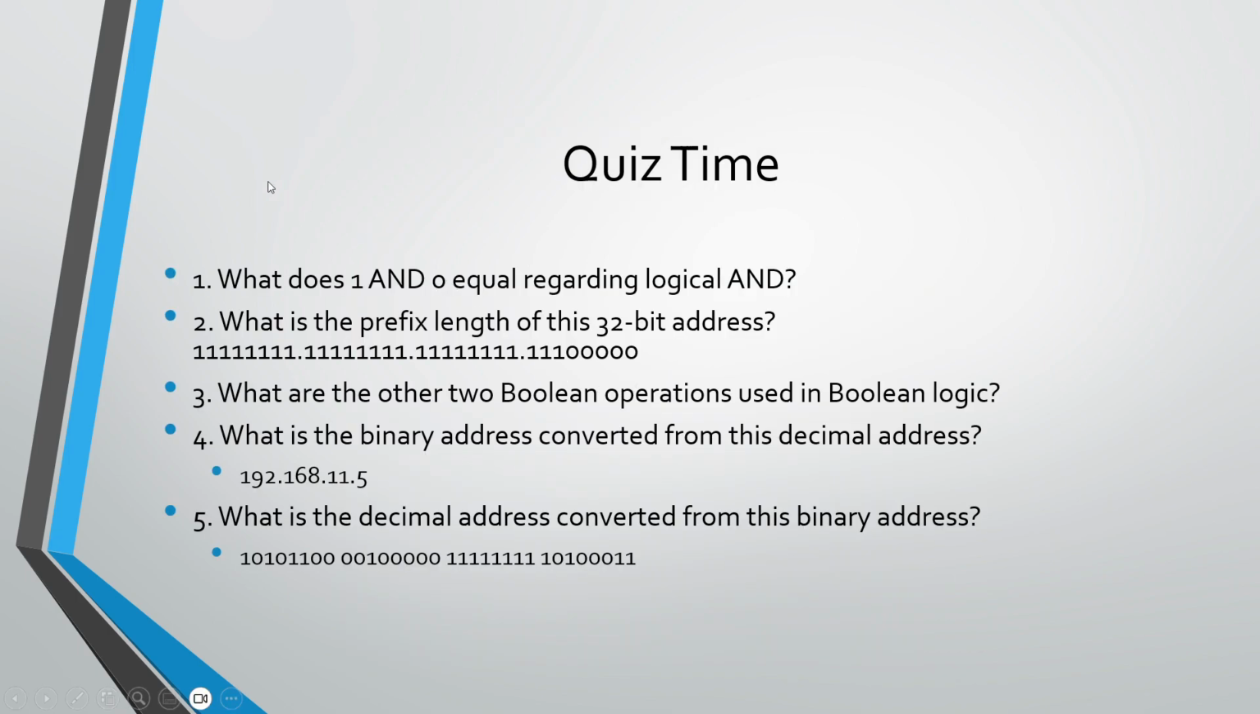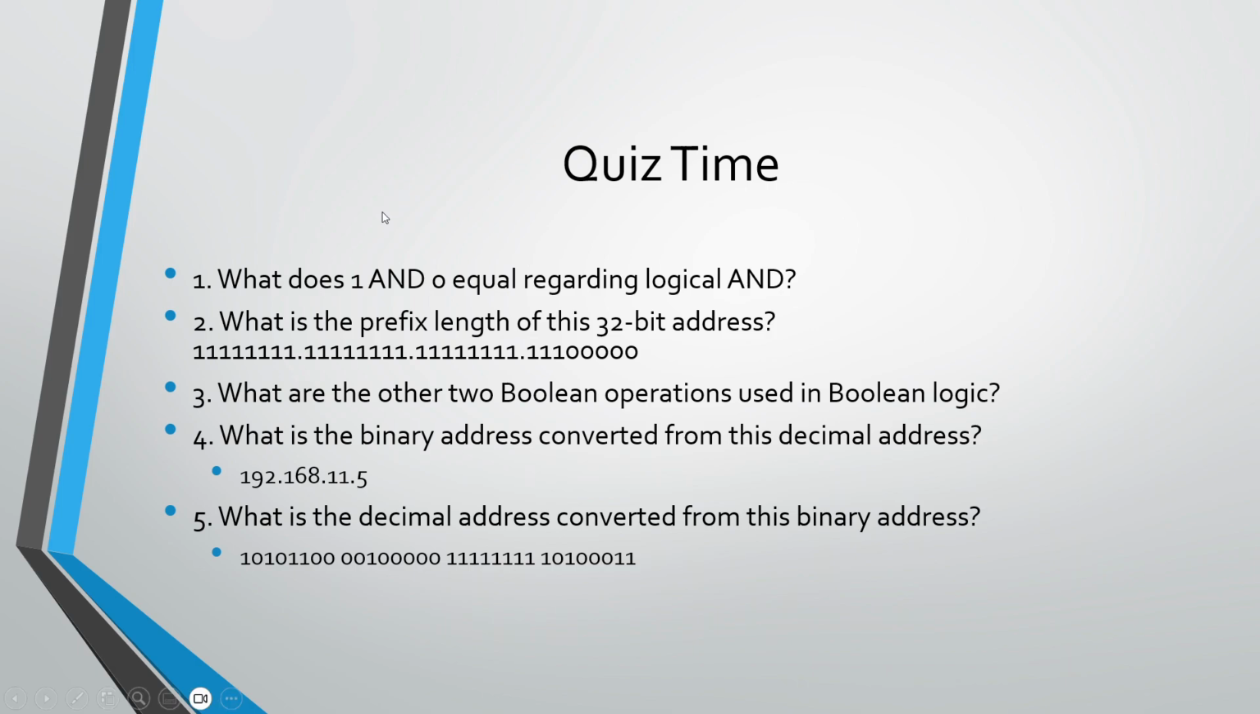Right, so we have a short quiz. Number 1, what does 1 and 0 equal regarding the logical AND? And then number 2, what is the prefix length of this 32-bit address? So we have 8 ones in the first 3 octets, and then 3 ones followed by 5 zeros in the fourth octet.